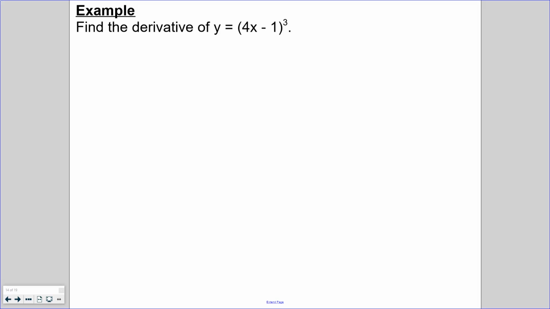So first thing we want to do is we want to identify all of our different pieces. We can see that our inside here is 4x minus 1. And I'm going to use the f of u notation, probably because I like saying f u. So that means our u is going to be 4x minus 1. And then our f of u, we can see that our outer function here is going to be that inner function raised to the third power. All right, so that means that we can rewrite our y value as being y equals f of u.